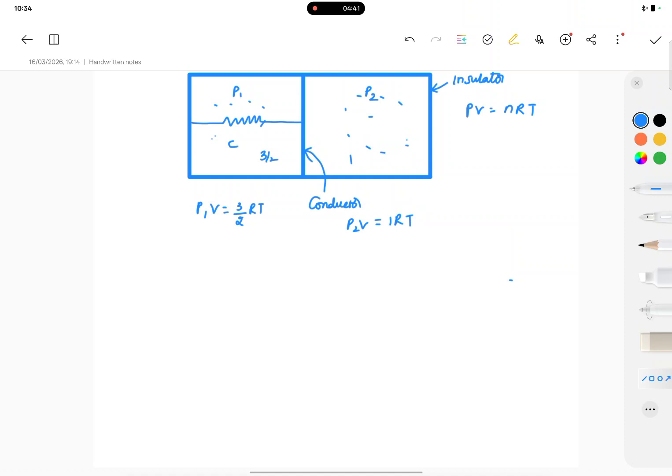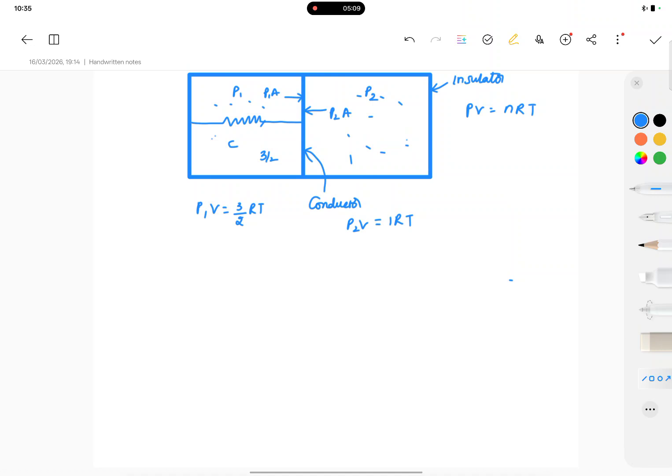So that's why we use the concept of Newton's laws of motion. Here the piston has not moved, so the net force on the piston is 0. What are the forces acting on the piston first? Due to pressure P1, P1A is the force acting on the piston. Due to pressure P2, P2A is the force acting on it.